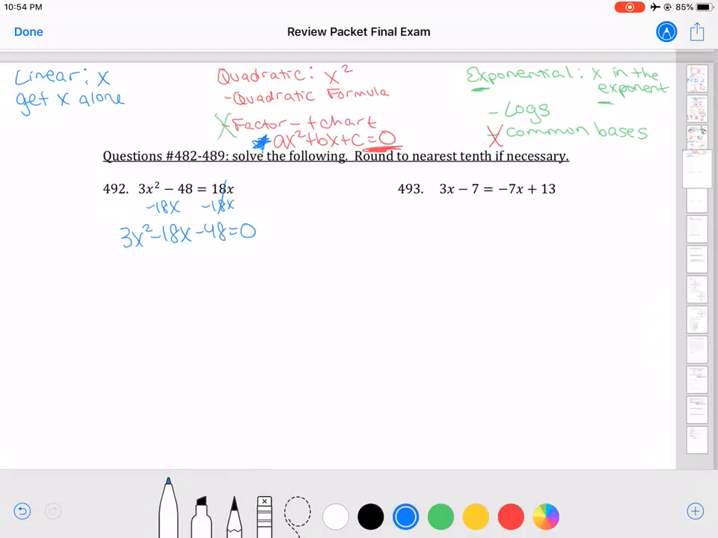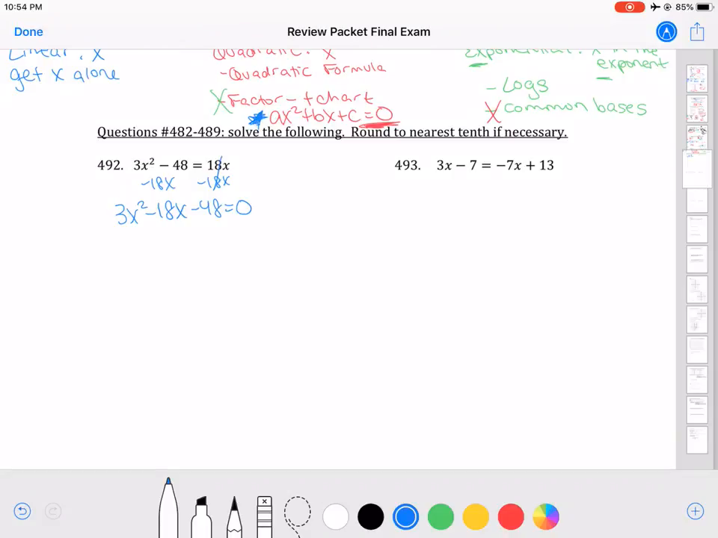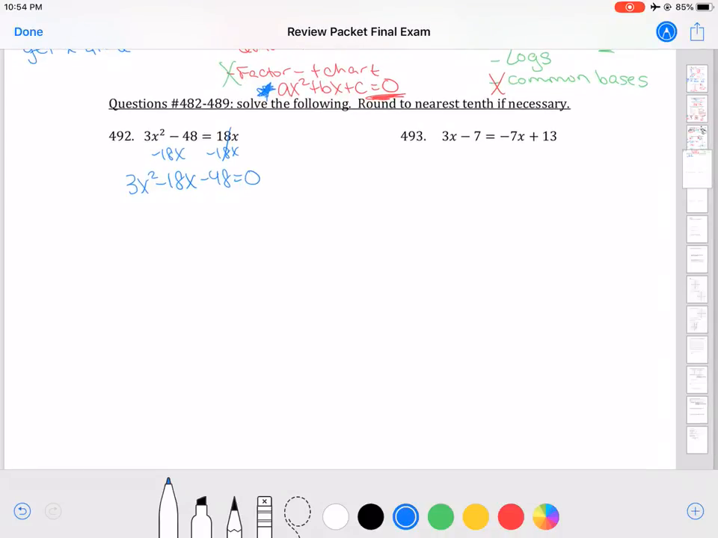So it's in the right format. I'm ready to go. I'm going to use the quadratic formula. If you want to look, this one actually is factorable. If you guys want to look at my key on Blackboard, you can see the factoring method. I'm going to go through that quadratic formula method just so you can really, really get the hang of it.